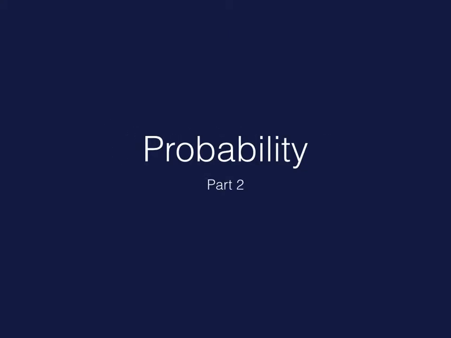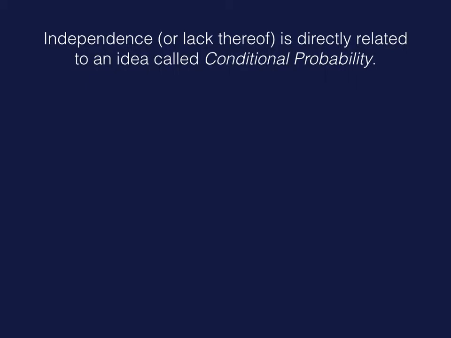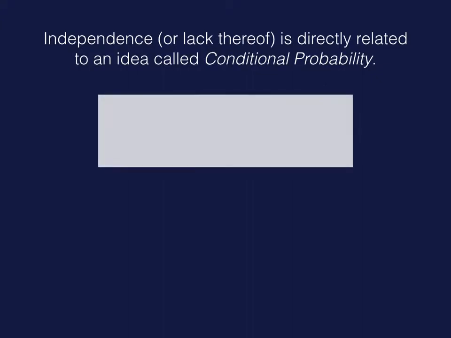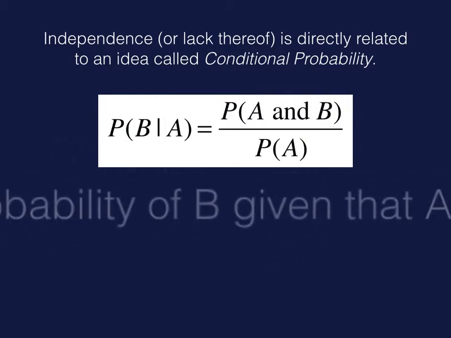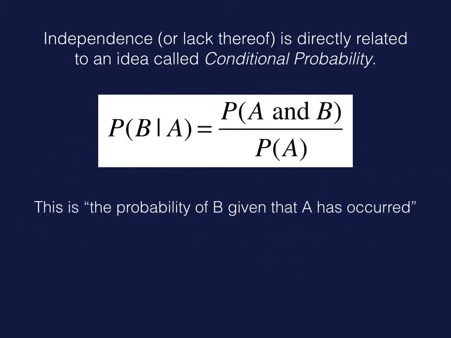All right, welcome back to probability, this time part 2. And we're going to start off talking about independence and actually non-independence and how that relates to this idea of conditional probability. So here is the formula of conditional probability. And this strange symbol of a vertical line is called given, and this statement is the probability of B given that A has already occurred.